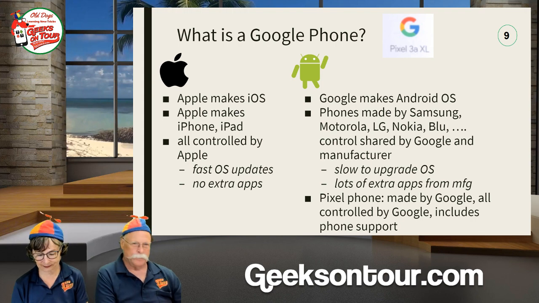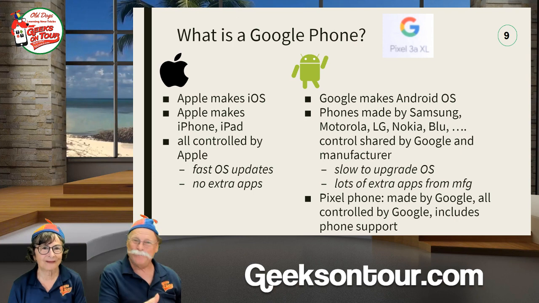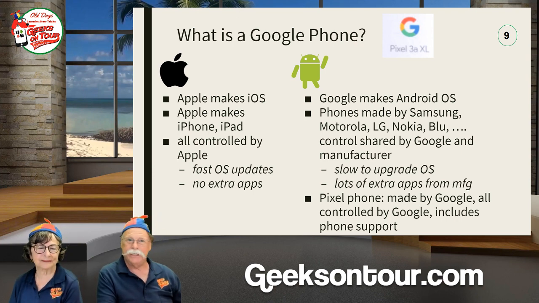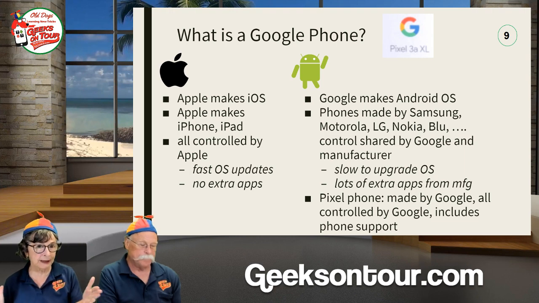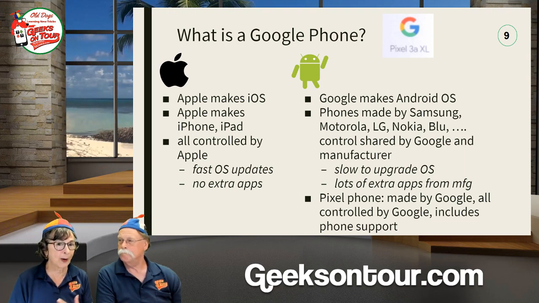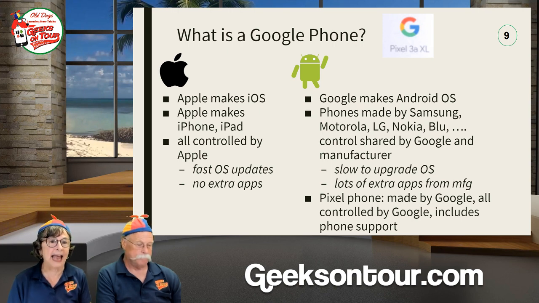Speaking of Google, I have a Google phone, don't you? What's the difference? What's the deal? So there's primarily Apple and Android, right? Apple makes iOS. That's the operating system. And Apple makes the iPhone and the iPad. So they make the operating system, they make the hardware.